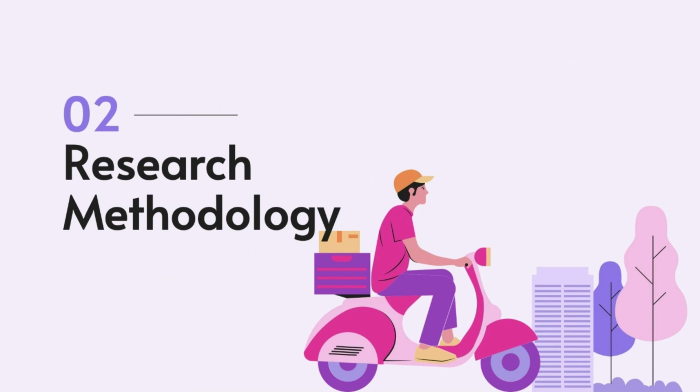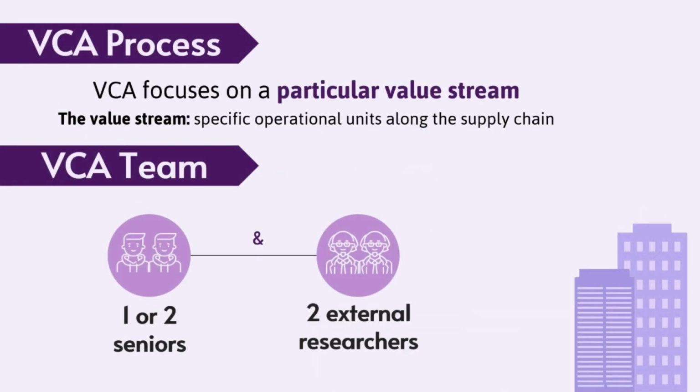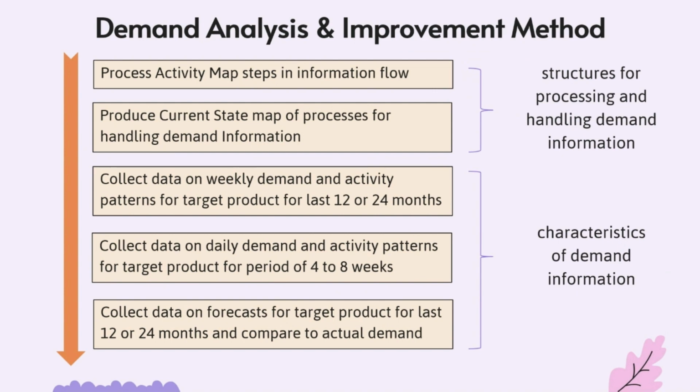The methodology used in the VCA project from which the 6 case studies are drawn is based on the extended value stream analysis approach outlined by Jones and Womack. A team of VCA project, 1 or 2 senior managers from each of the companies involved, together with 2 external researchers. The value stream comprises specific operational units along the supply chain: a specific farm, processing plant, distribution center, and a specific retail outlet. Data collection involves 5 steps.